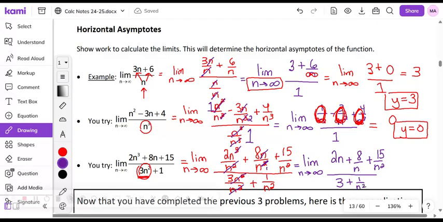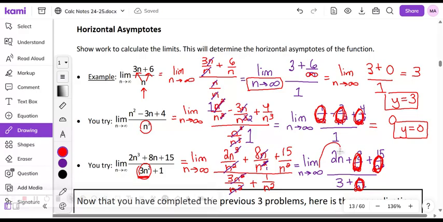And if you recall on the previous problems, when we substituted the infinity in here in our denominator, 8 over a very big number approaches 0. 15 over a big number squared approaches 0. And in the denominator, we have 1 over n squared, which would also approach 0. So what we're left with is 2n over 3.